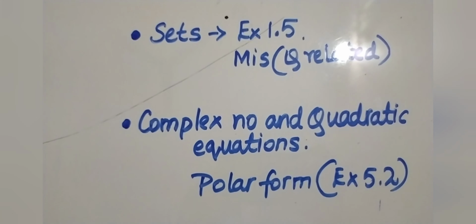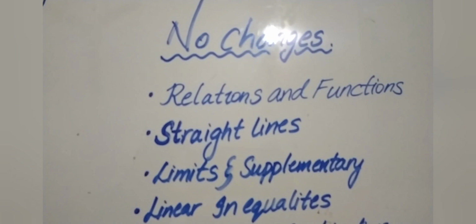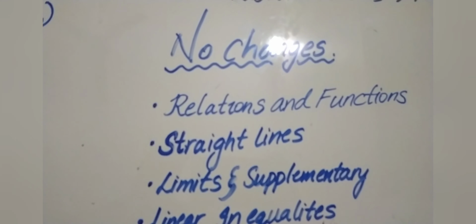Then the next chapter, sequence and series: exercise 9.4 and questions related to exercise 9.4 in the miscellaneous have been deleted. Then trigonometric functions: exercise 3.4 is deleted. Statistics: the coefficient of variation concept is deleted, which is the last concept. And in these chapters there are no changes.